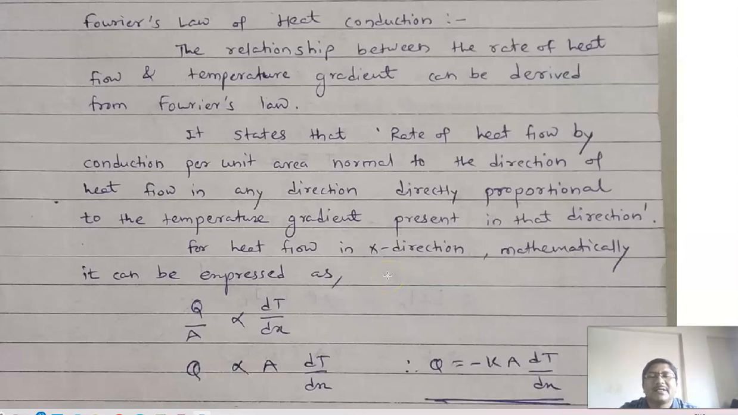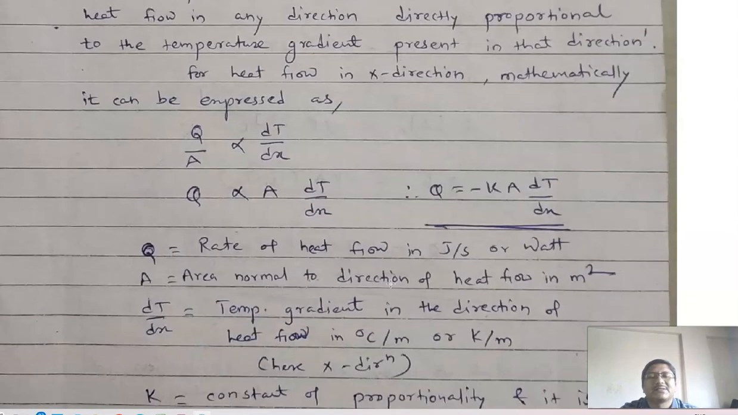For heat flow in the x direction, mathematically, it can be written as Q by A is directly proportional to dT by dx. Now, Q is directly proportional to A into dT by dx, or we can write Q equal to minus K A dT by dx. Now, why is the minus sign there? I will explain later on. Q equal to minus K A dT by dx.